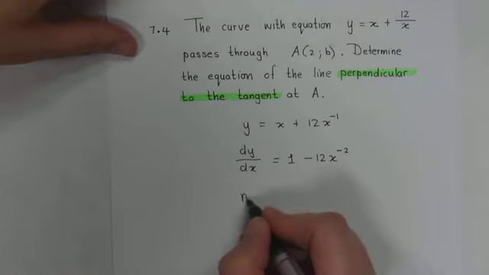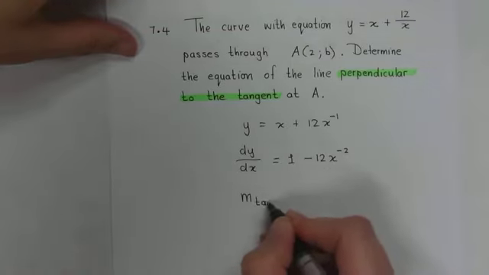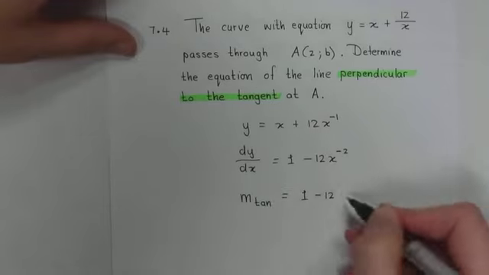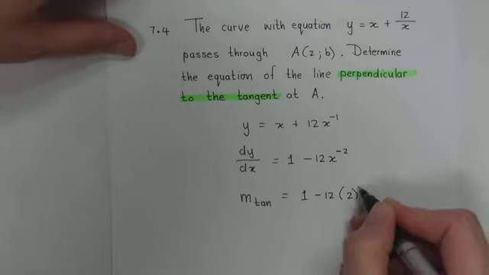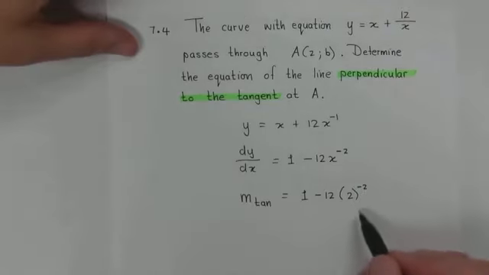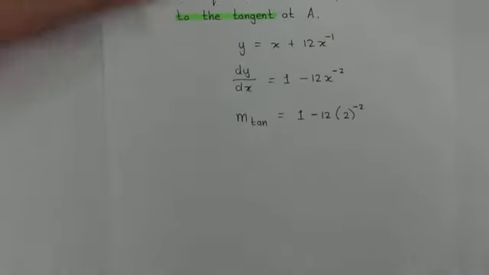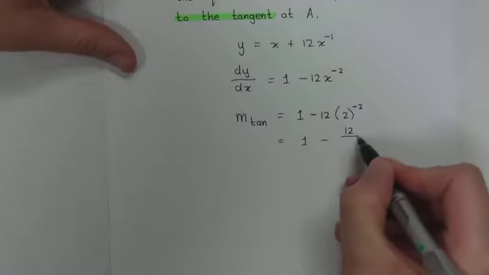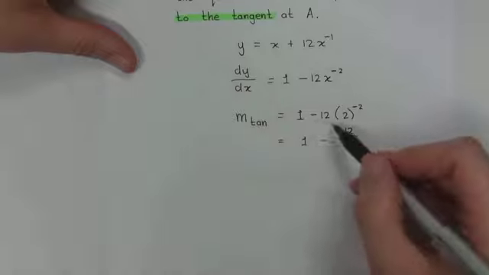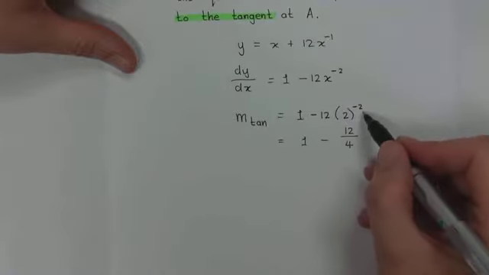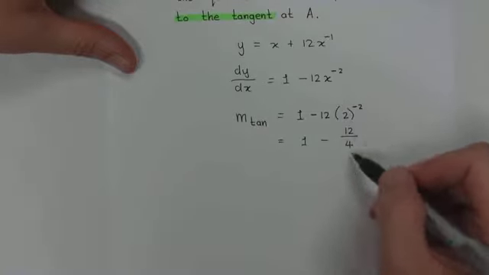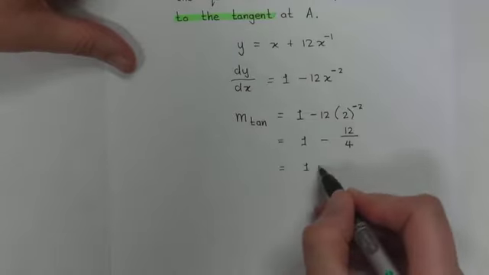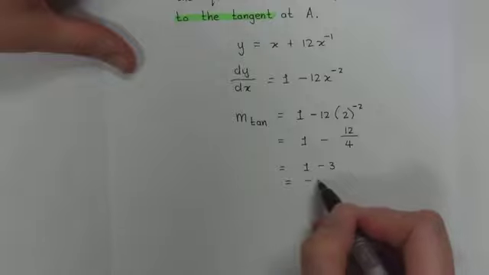Now I need to go and I need to sub 2 into this to get the gradient of the tangent. So the gradient of the tangent is then going to be equal to 1 minus 12 times 2 to the power of negative 2. Now yes, you can type that into your calculator. I'm just going to go and work it out by saying 1 minus 12 over 4. And please remember, it's 12 over 4 because it's 2 to the power of 2, which is 4, but it's 2 to the power of negative 2. So that means it's over 4. So I've got 1 minus 3, which means this is equal to negative 2.